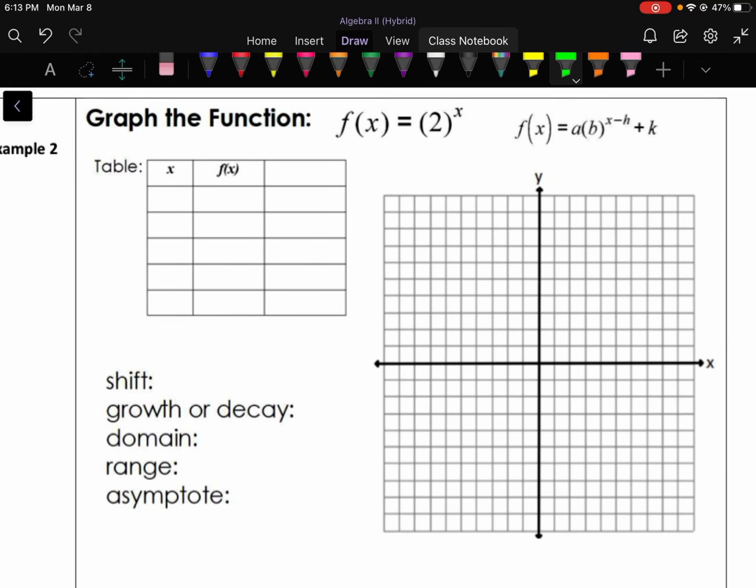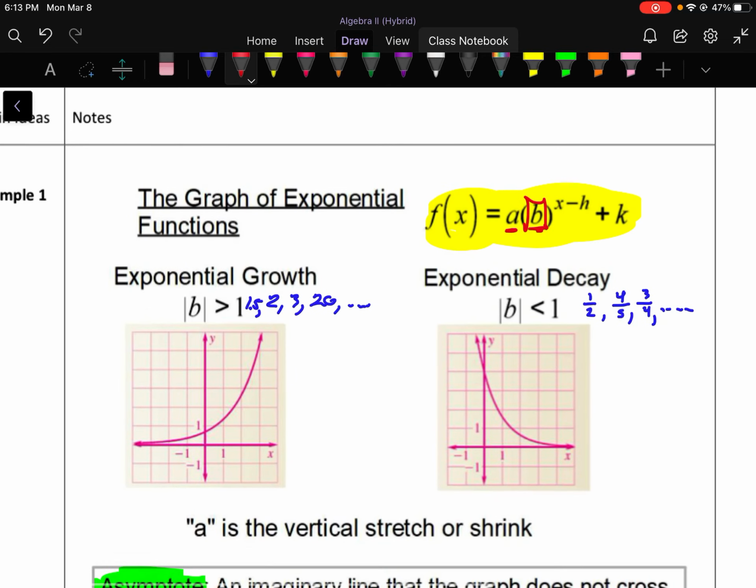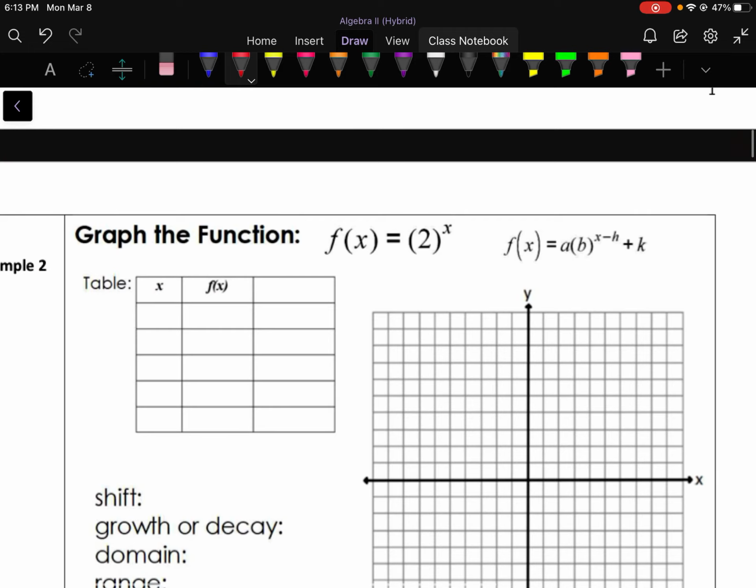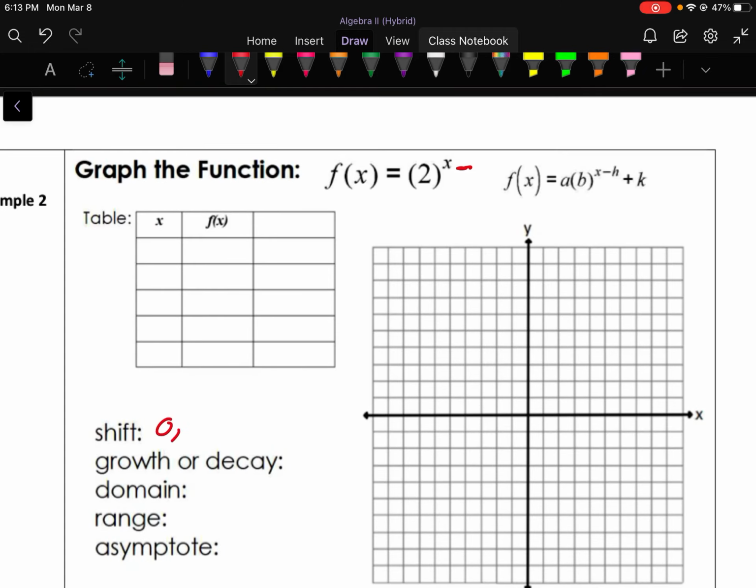It says graph the function f of x equals 2 to the x power. So first of all, let's identify our shift. Our shift comes from h, which is any number up by the exponent, and k, which would be any number behind our equation here. So if you look, h would be up here. There is none, so it would be 0. k would be back here, but it is none, so it is 0. So take a look at our b value quickly here. Our b value is 2. 2 is bigger than 1. We have exponential growth. We'll talk about domain and range here in just 1 second.